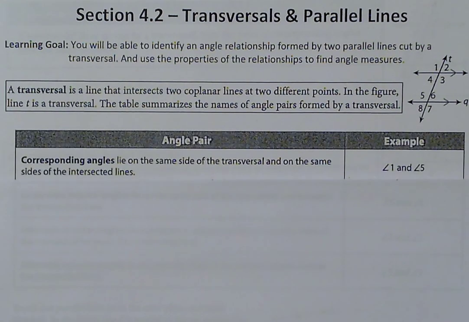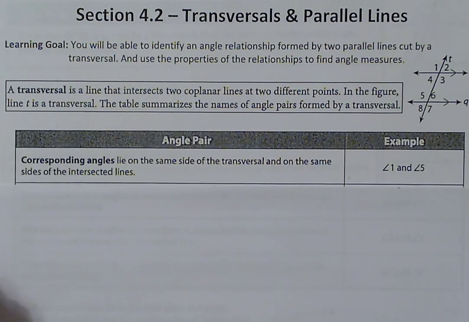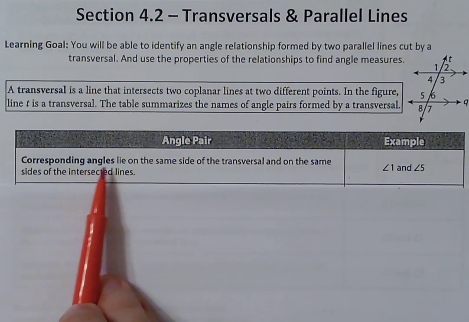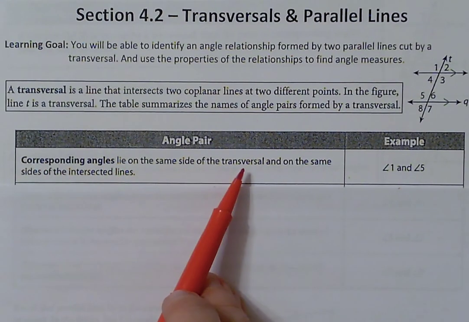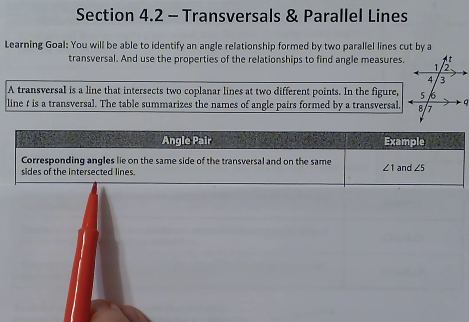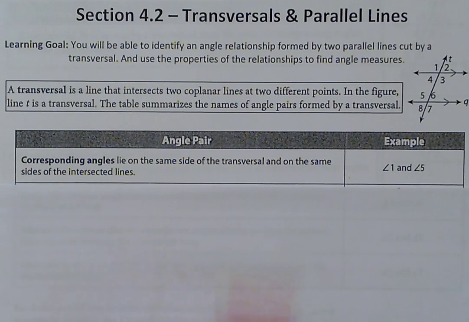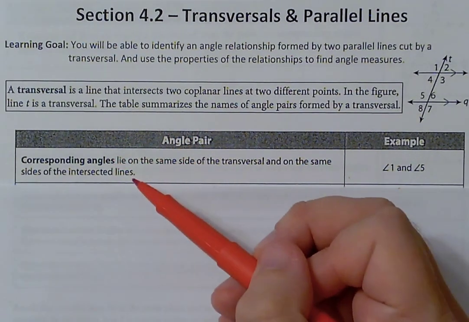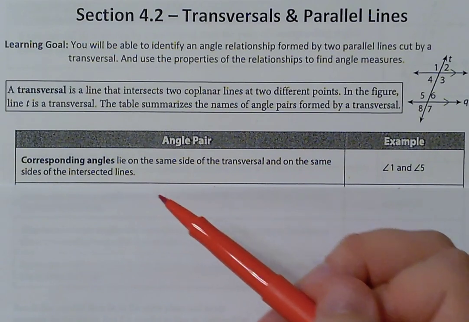So first angle pair is going to be corresponding angles. Corresponding angles are angles that lie on the same side of the transversal and on the same side of the intersecting lines or the parallel lines. So corresponding, same side of the transversal and same side of the parallel lines.